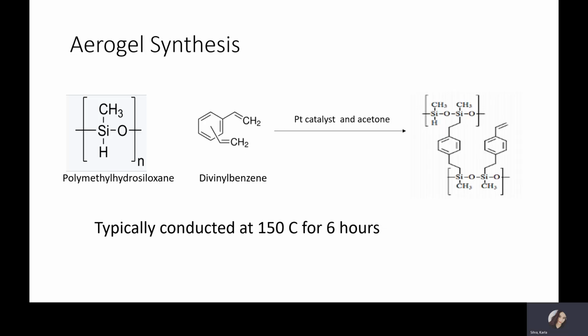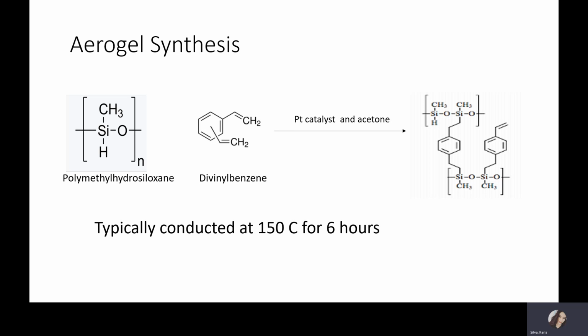And now, as I mentioned before, I work with aerogels, and the way we synthesize these aerogels is by adding polymethylhydrosiloxane, otherwise known as PMHS, with divinylbenzene, otherwise known as DVB, into a vessel along with the catalyst, which is a platinum catalyst, and a solvent. In this case, it's acetone. And what occurs is we end up with a polymer with the unit that's represented here on the right. Now, this is typically conducted at 150 degrees Celsius for 6 hours.